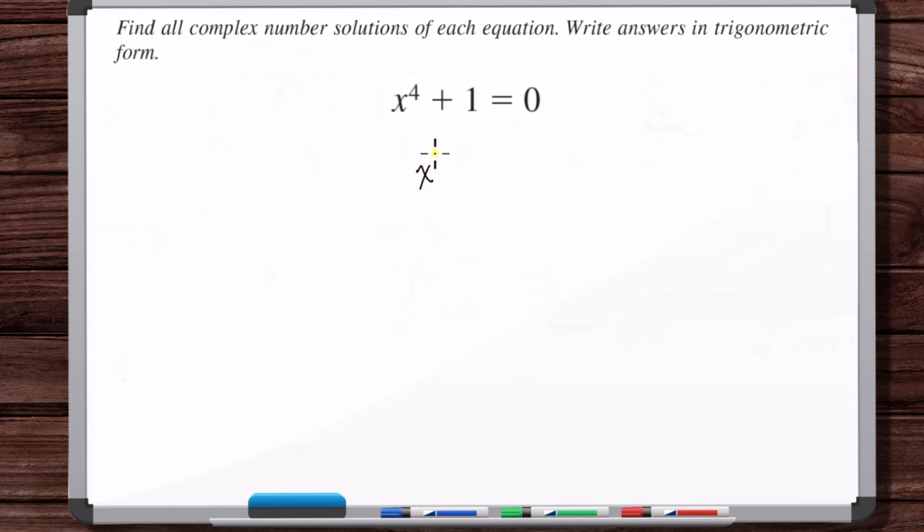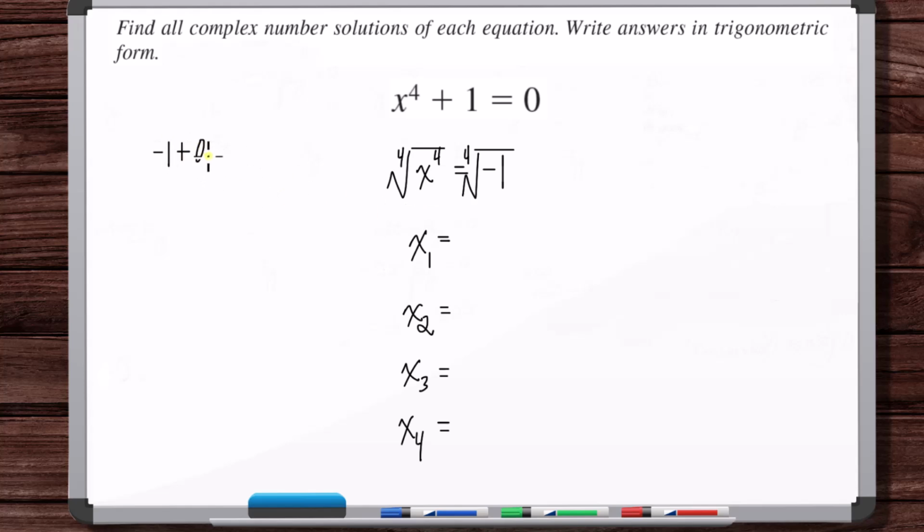Okay, let's subtract 1 from both sides. Fourth root. So now we're asking for what are all of the numbers that when you take them to the fourth power, you get minus 1. Now, if we were just restricting this to real solutions, there'd be no solution to this because there's no real number that, whenever you take it to the fourth power, you're going to get minus 1. So there's no solution in that case. But with imaginary components, there are solutions. So we've got minus 1 plus 0I.